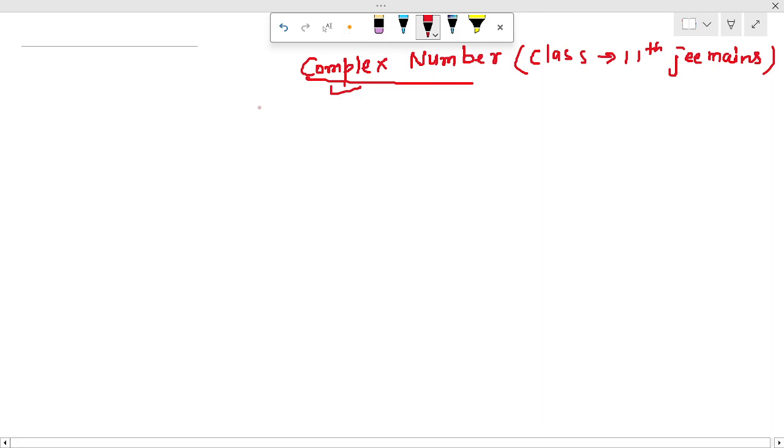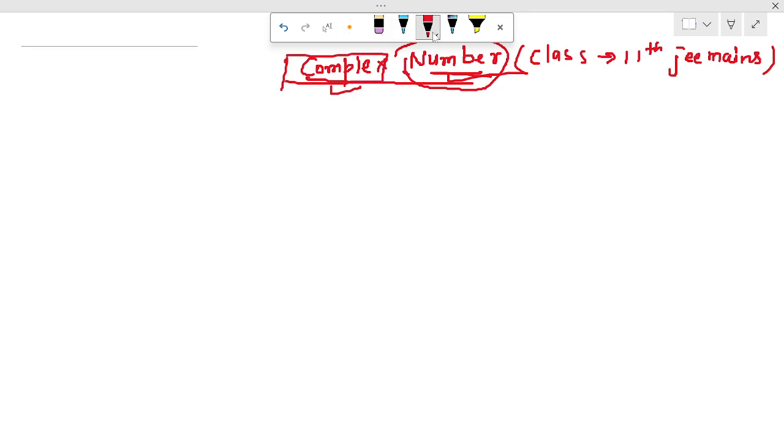Basically, we study about numbers in lower classes. What is a number and what are the types of number? We study real numbers, and the real number group also includes rational numbers, irrational numbers, whole numbers, and natural numbers. But here we study only complex numbers.